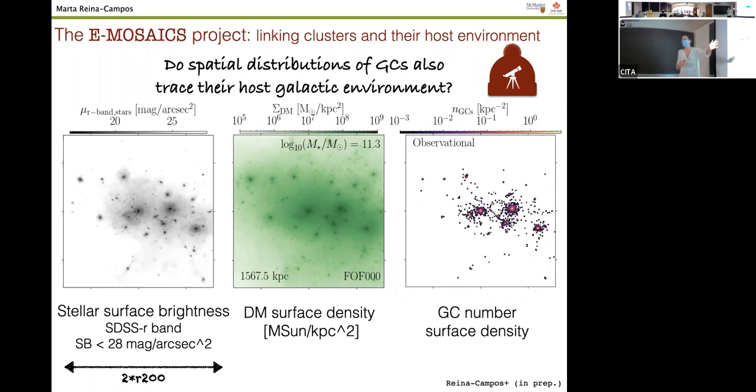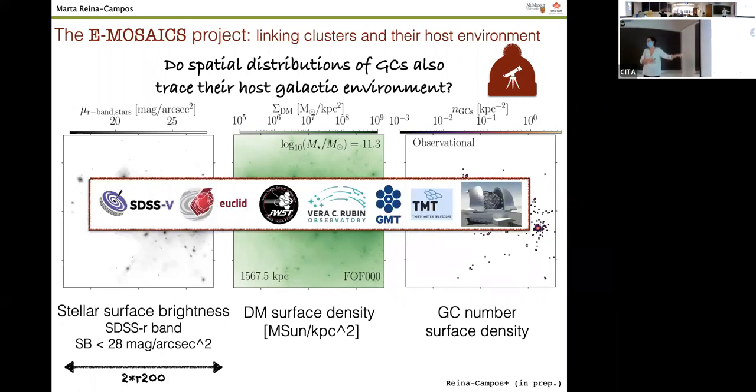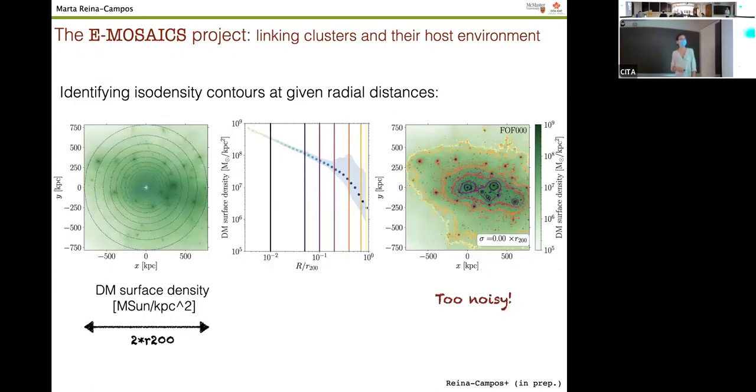So with these three images, the question that I'm going to try and answer is, are there structures or shapes in the stellar or the globular cluster density image that resemble what we see in the dark matter distribution? This is very exciting, by the way, because deep observations of stellar components, as well as a lot of spatial distributions of globular clusters, are soon going to become available as all of these surveys come online. So how do we identify these structures?